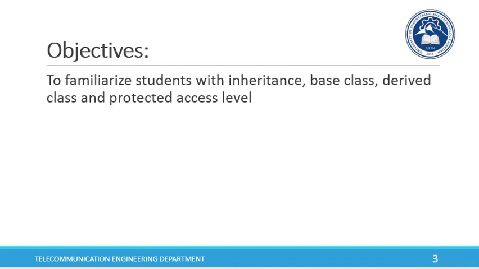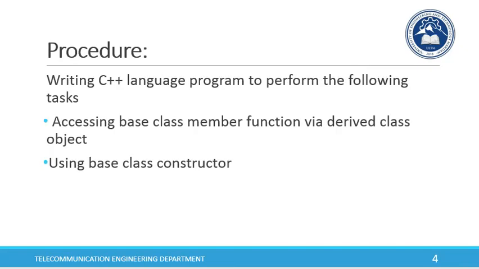So the objective of this lab is to familiarize students with inheritance, base class, derived class and protected access label. In this lab we will write C++ language programs to perform the following tasks. We will access base class member function via derived class object using base class constructor.